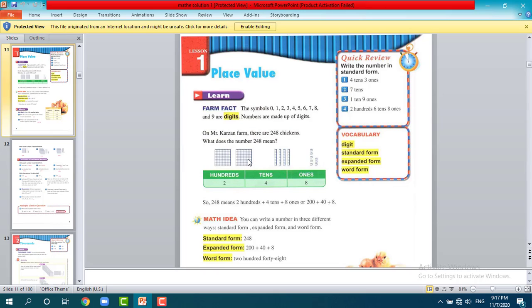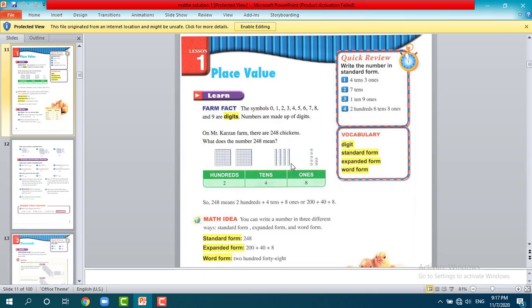Okay, students, now as you can see, we have some cups in here, and count with me please. We have 1, 2, 3, 4, 5, 6, 7, 8. We have 8 cups and we said that those cups mean ones. Then we have to write 8 under the ones.